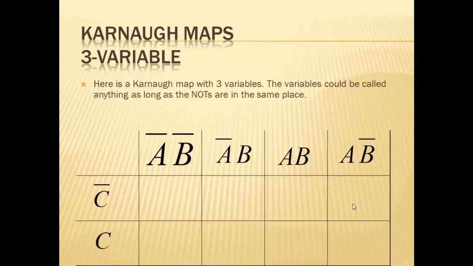Okay, let's go to the next one. This one is a 3 variable, and you'll notice that we've added AB and then we've got a C now. What we do with these, you got AB, AB, AB, AB, and you got the C on the side. And you might see it the other way where you've got AB, AB, AB on this side, and you've got 2 C's up here.